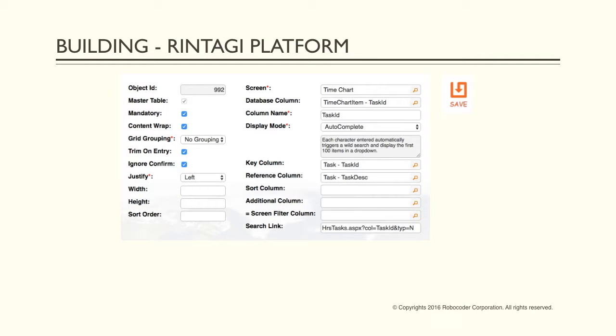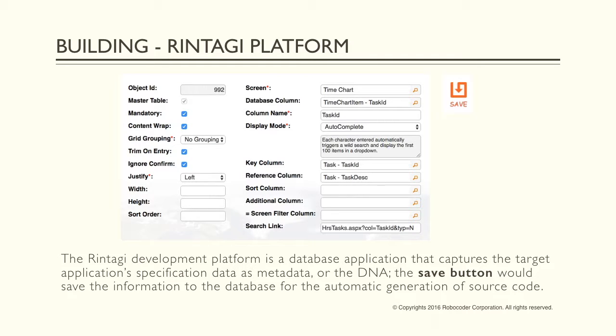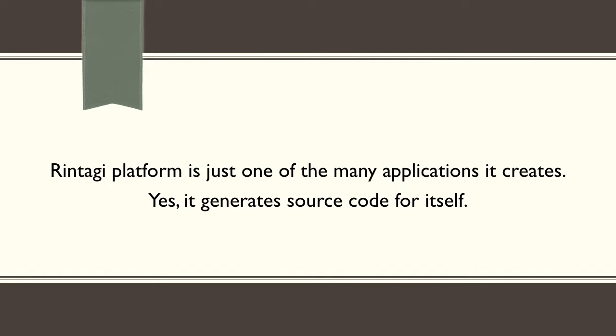Rintagi Platform has a user interface too. Note how similar they are with reference to the target application screen. The only differences are the content and the purposes they are serving. The Rintagi Development Platform is a database application that captures the target application's specification data as metadata, or the DNA. The Save button will save the information to the database for the automated generation of source code. It is important to know that Rintagi Platform is just one of the many applications it creates. Yes, it generates source code for itself.